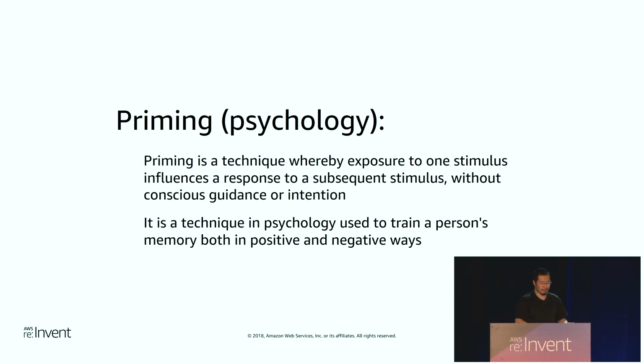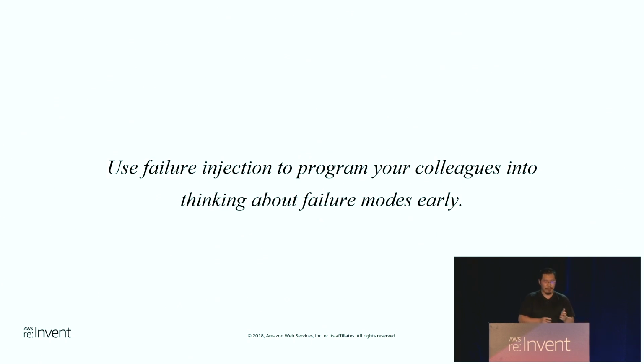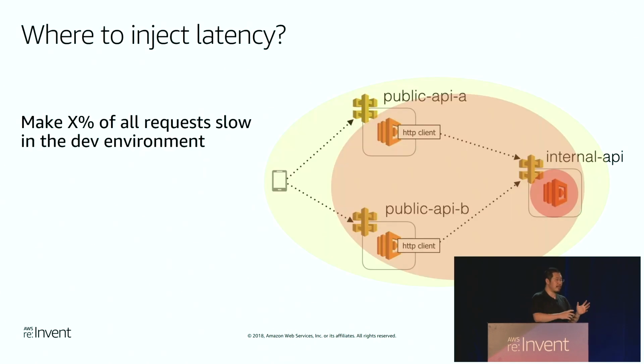So I think we can actually use failure injection to program our developers, our colleagues, to think about failures way, way earlier, by making our dev environments resemble the kind of turbulent conditions that we should realistically expect our system to survive in production, by potentially making a small percentage of all requests have a slow response time or make them error.